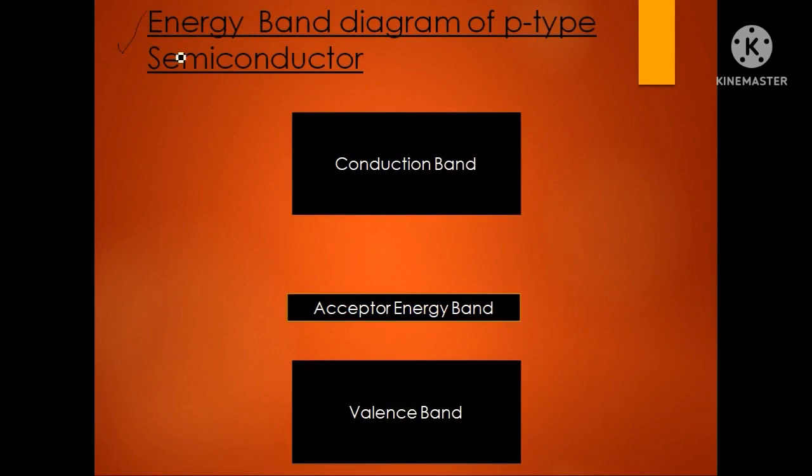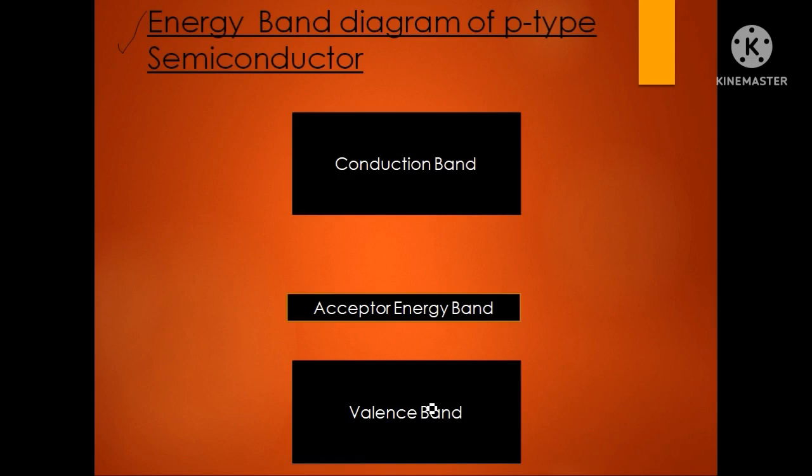Energy band diagram of a p-type semiconductor. What happens in a p-type semiconductor? There are three energy levels: one is the valence band, another is the acceptor energy band, and the other is the conduction band. Why is this acceptor energy band created? When we are making the p-type semiconducting crystal, we will discuss it in the next slide.